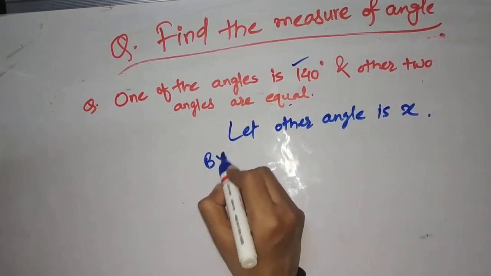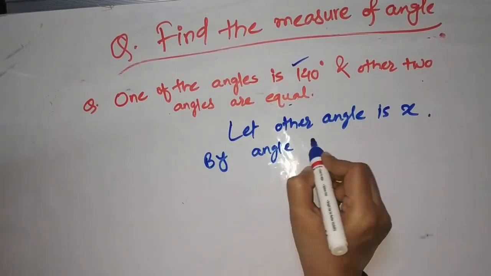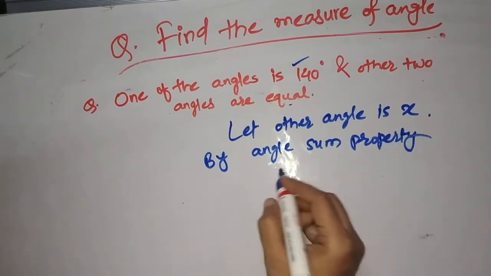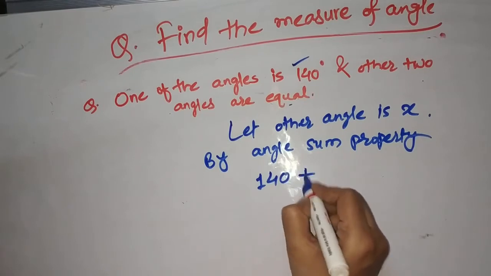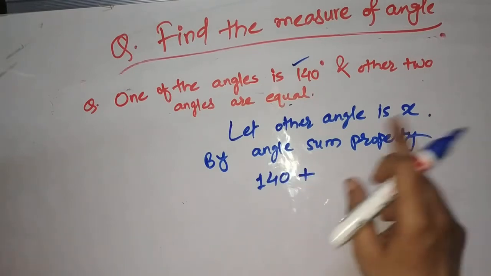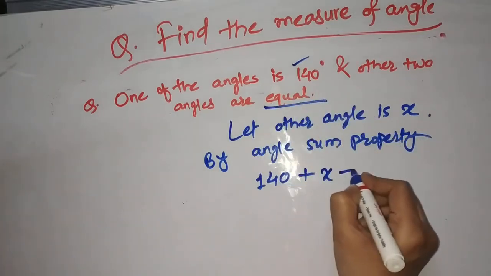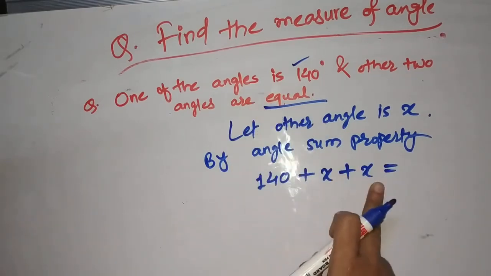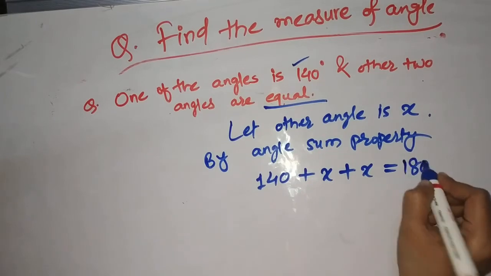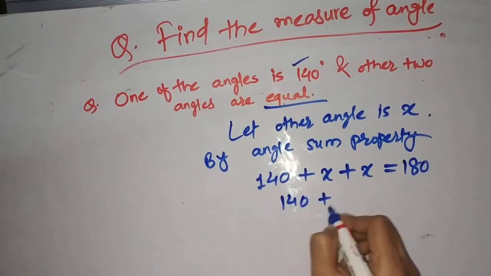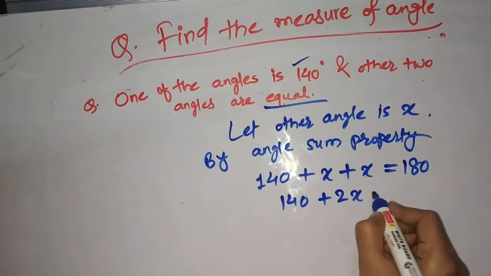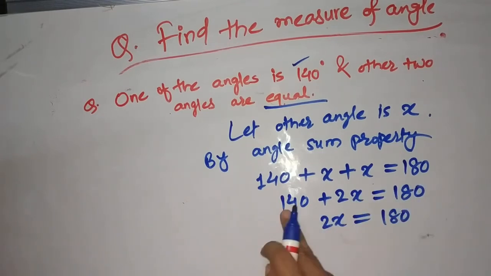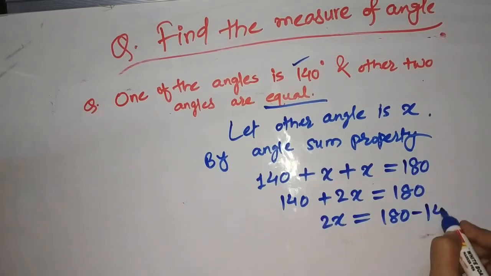So friends, by using angle sum property, I can directly write down the one angle which is 140 degree plus the remaining two are equal. So x plus x, as it is given that the remaining two are equal. So I will write two times x, which is equal to 180. So 140 plus x plus x, like terms, so you will write 2x, which is equal to 180. So friends, 2x is equal to 180 minus 140.